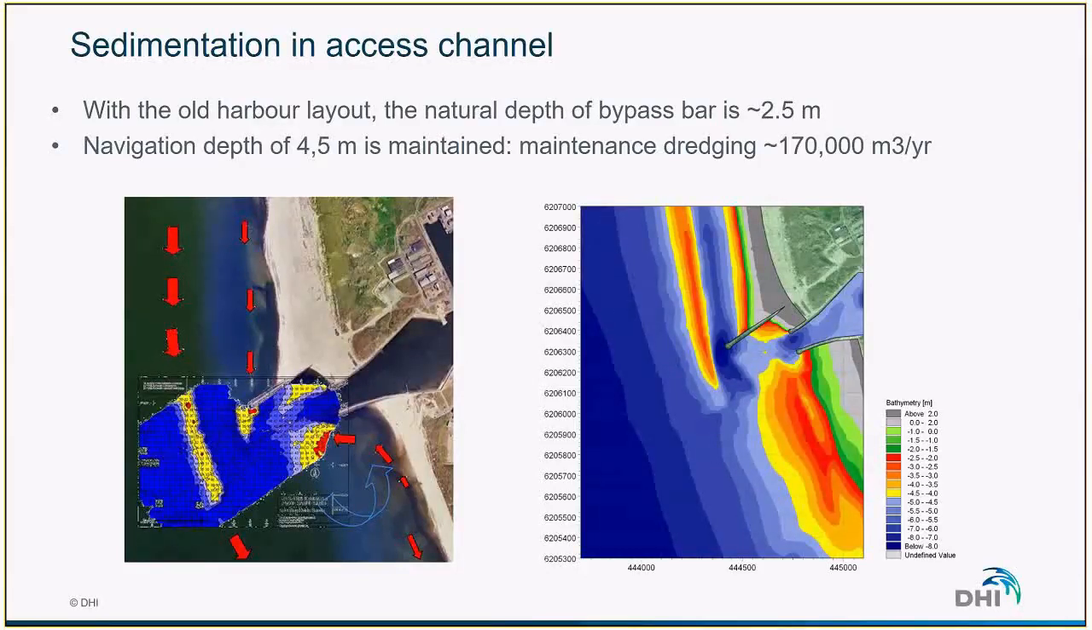And we can also see that due to this shape, we have an eddy forming south of the harbor, which tends to bring sediments into the entrance of the harbor. So with this whole harbor layout, they had a lot of problems maintaining a decent depth, and the natural depth of the bypass bar was 2.5 meters, whereas the navigation depth of 4.5 had to be maintained. So this required a maintenance dredging of about 170,000 cubic meters per year, which is quite a lot.